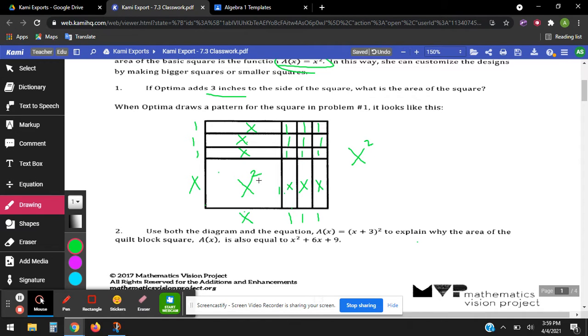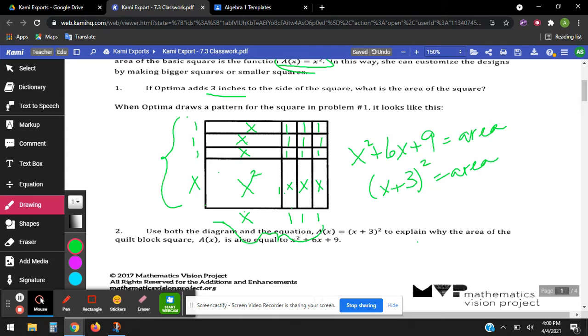So the area of each of these looks like this. We have one of these x squareds. We have 3 here and 3 here, which is a total of 6 x's. And then we have 9 total, just little 1 by 1 squares. So this is one way we can write this out as the area. We can also write it as this side length times width, which would be x plus 3 squared equals the area.